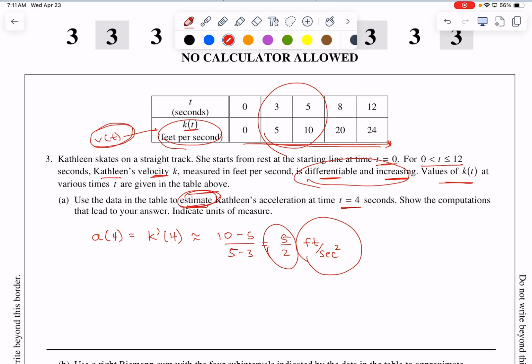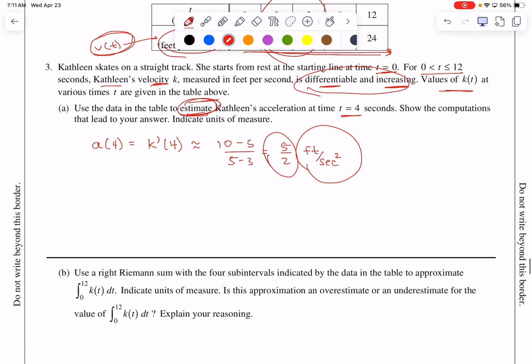Part B, use a right Riemann sum with 4 subintervals by the data in the table above, which does not necessarily mean the widths are going to be equal. They have not said anything about equal widths, so it could be that the widths are going to be unequal. We approximated a derivative in part A, and they're approximating the integral in part B, using a right Riemann sum, RRAM, from 0 to 12, and decide if this is an overestimate or underestimate.